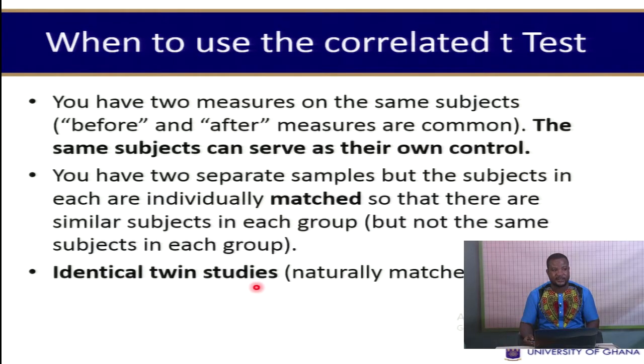We use it when you have two measures taken on the same subjects, in the case of the before and after research design, which is very common, where participants are serving as their own control. And then also when you have two separate samples, but the subjects in each are individually matched so that they are similar in each group. And then when we have identical twin studies. So these are the three conditions that can permit us to run the correlated t-test.